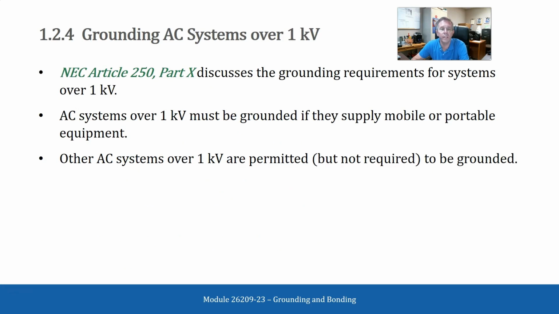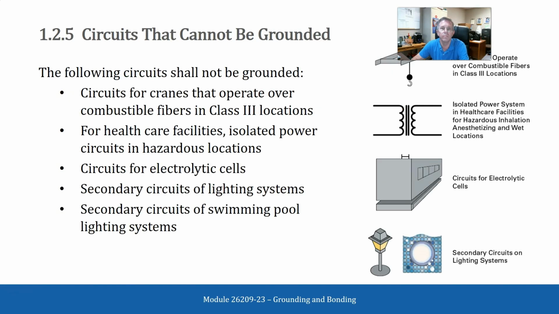Grounding systems over 1000 volts. NEC Article 250 Part X discusses the grounding requirements for systems over 1000 volts. AC systems over 1000 volts must be grounded if they supply mobile or portable equipment. Other AC systems over 1000 volts are permitted but not required to be grounded.